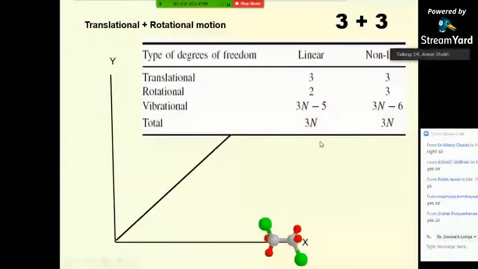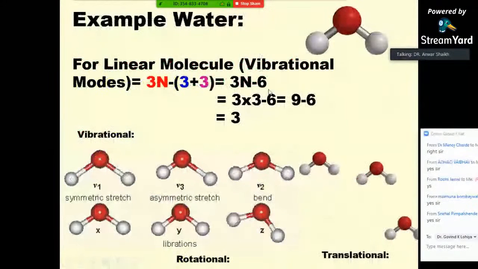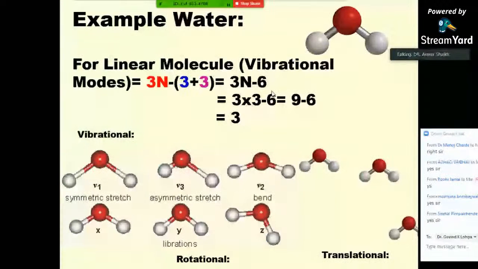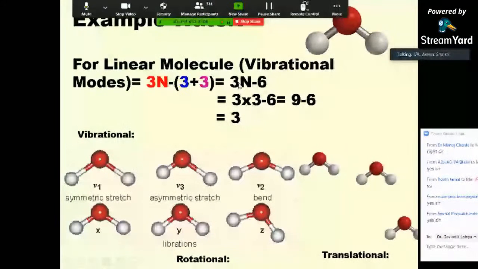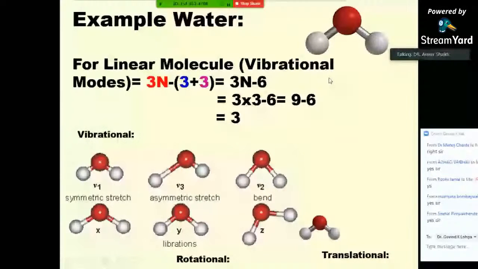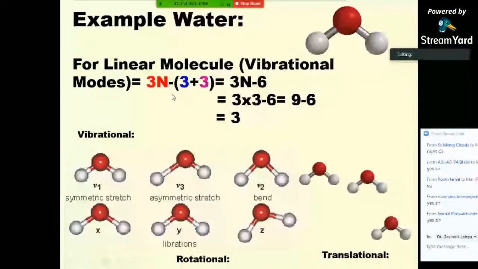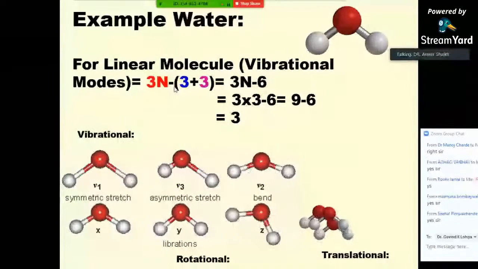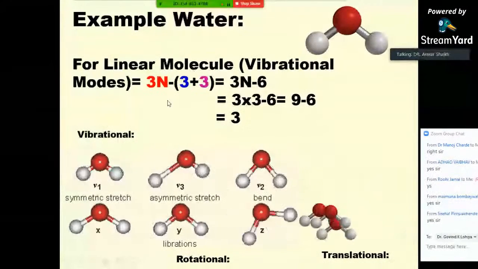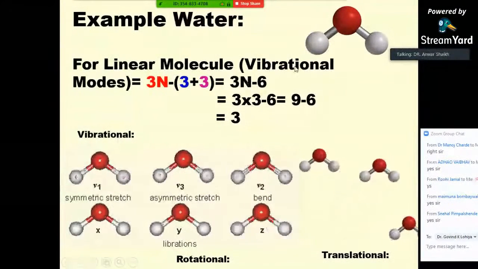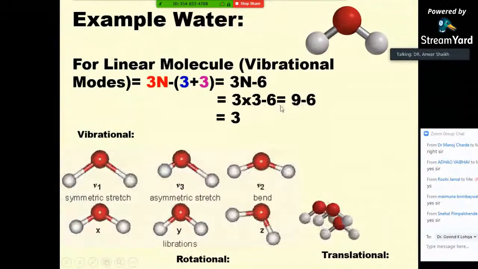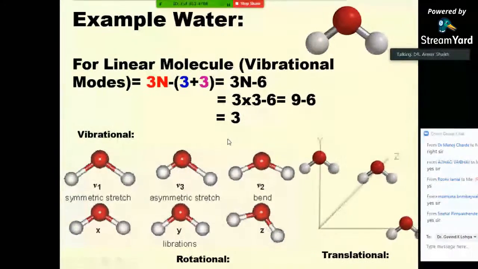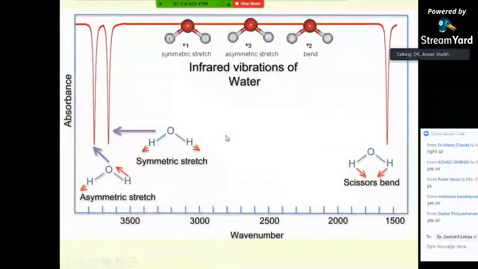So just see here. Let us calculate for the water molecule. If you take the IR of a water molecule, how many peaks are expected? We have to work out how many vibrations will be possible for the water molecule. So we'll be using the formula 3n minus 6, and if you calculate, it comes to 3. So if you see the IR spectra of the water molecule, we will be getting these 3 peaks.